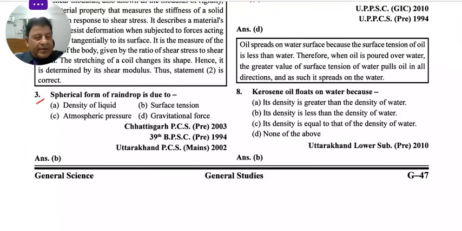Come to this. A spherical form of raindrop is due to, ये भी स्टेट क्वेश्चन है, due to surface tension. Come to this. Kerosene oil floats on water because its density is greater than the density of water, no. Its density is less than the density of water. Its density is equal to that of the density of water. None of the above. In fact, B is the right response. Kerosene oil floats on water because its density is less than the density of water. Remember.